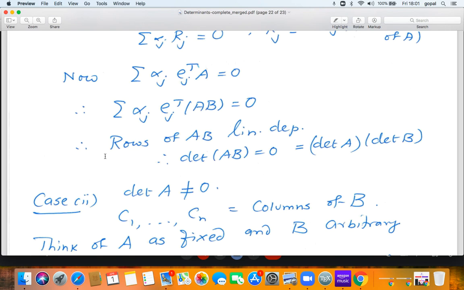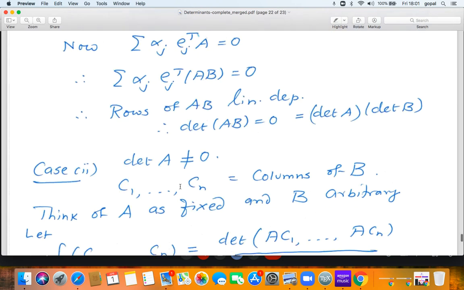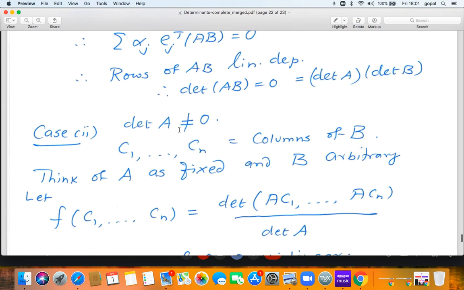Determinant of A is non-zero. And for B, with columns let us call C1, C2, Cn. Think of A as a fixed matrix and think of B as a variable matrix. So I can think of C1, C2, Cn as arguments of a function. What function? No prizes for guessing. F of C1, C2, Cn will be, I'm going to cook up a function.